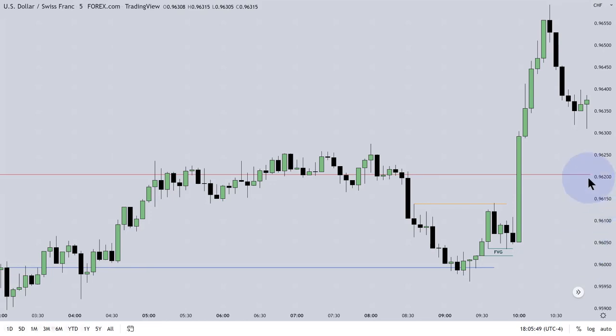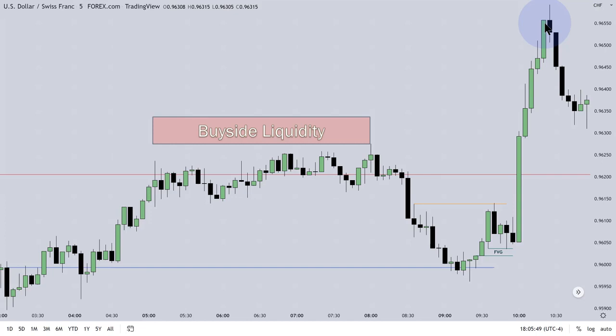96.15 is 10 pips. 96.25, guess what that is? That's your 20 pips. And it doesn't even take out the relative equal highs up here. And you can leave a small portion on to see if you can catch a runner. And there you go.